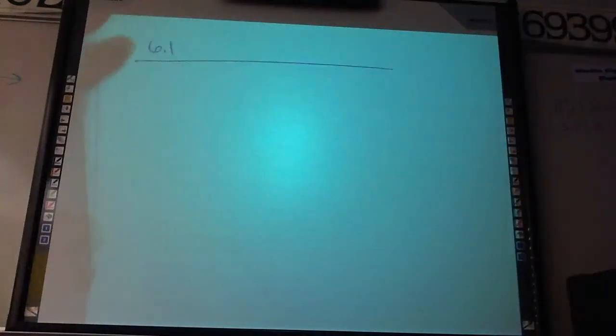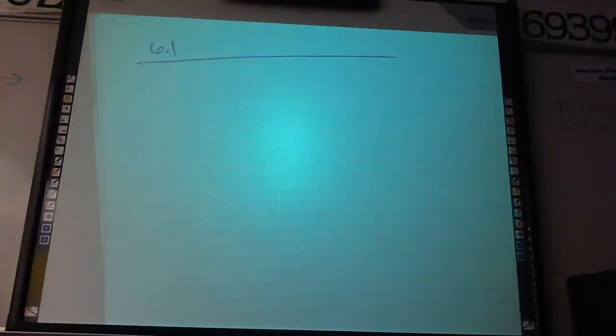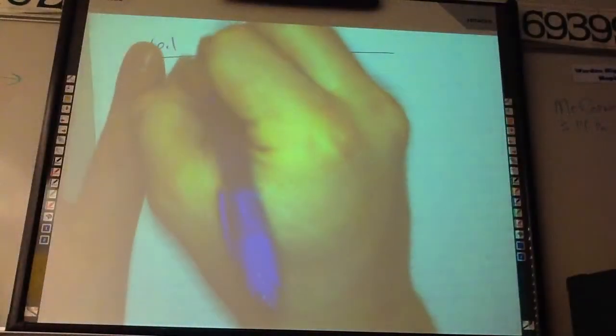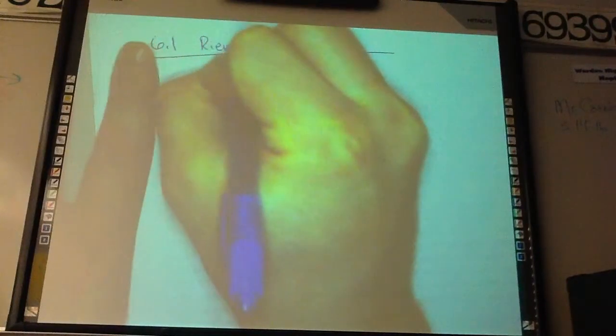Start with good old 6.1. This is where your whole life's about to change. You're going to learn the third main idea finally. It's integrals, but you don't even know what an integral is yet. We're going to start with just Riemann sums.